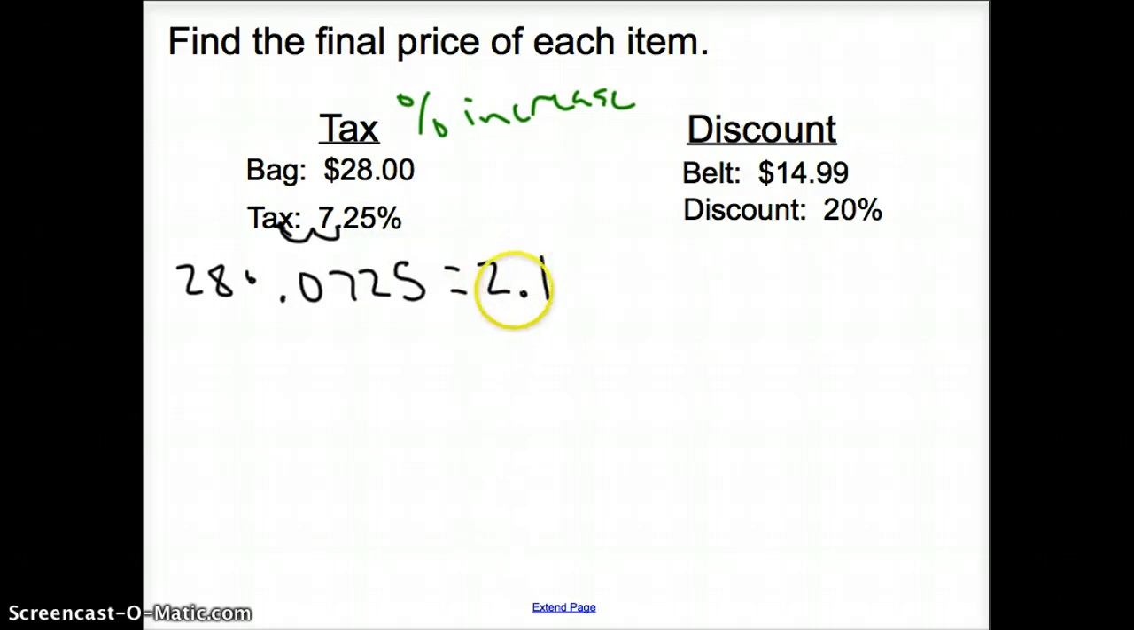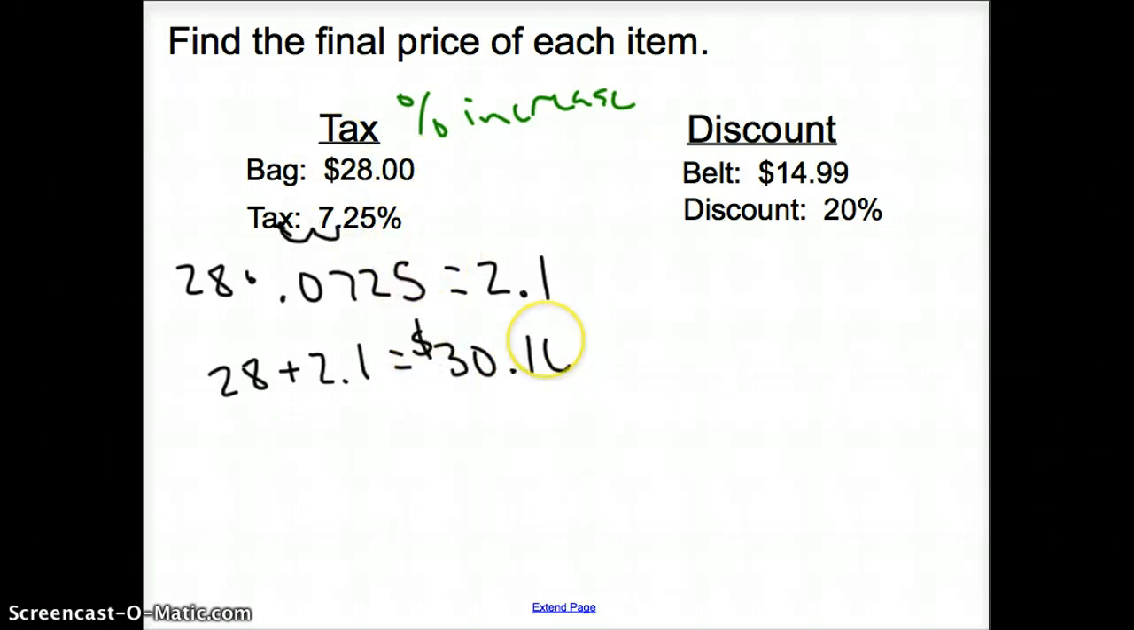So now what is 2.1? 2.1 is not our answer, but we have to add it. We have to add it to 28. So we take 28 plus 2.1, and so that is 30.1. And what is 30.1? It's money. We're dealing with money, so this is $30.10.